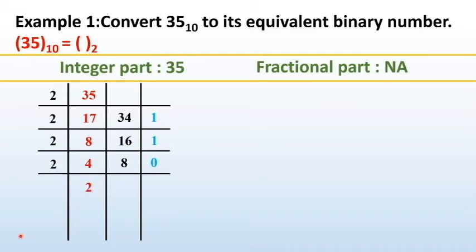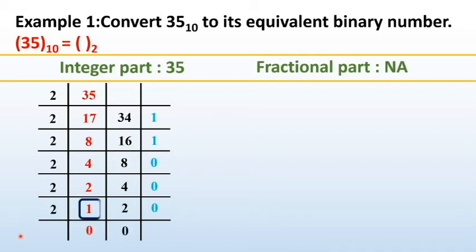2 2s are 4. So 4 minus 4, remainder is 0. Our new quotient is 2. 2 1s are 2. 2 minus 2, new remainder is 0. So here we have not reached the quotient 0 till now. We need to divide one more time. So 2 0s are 0 and the remainder is 1 minus 0, just 1.